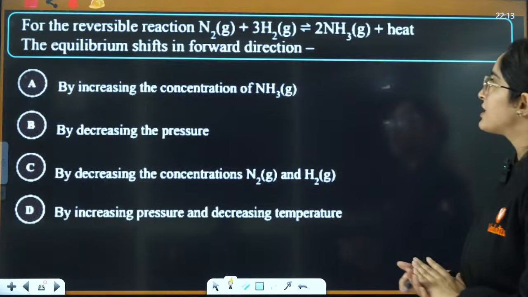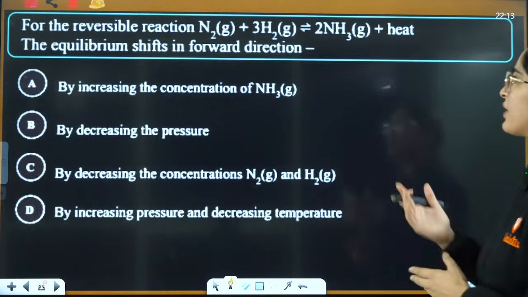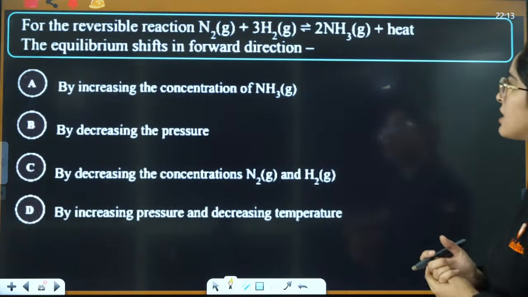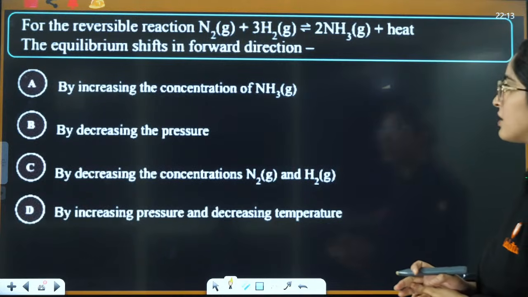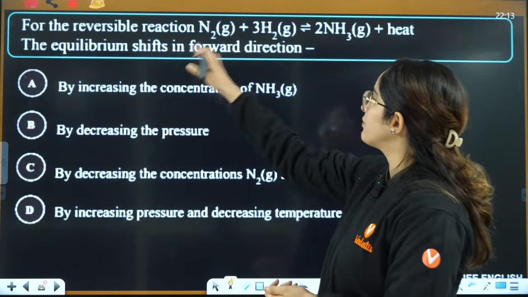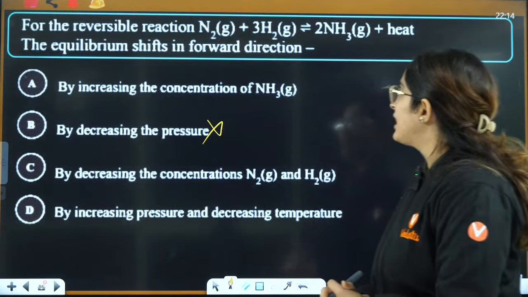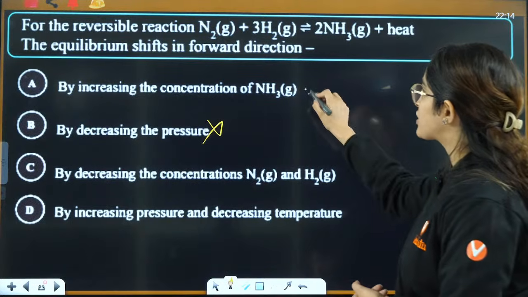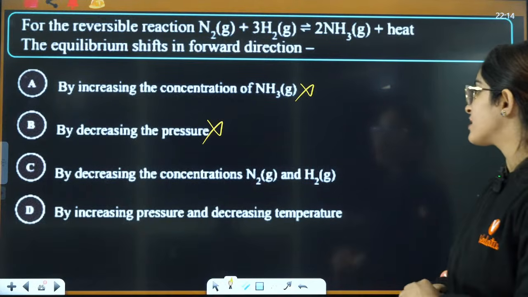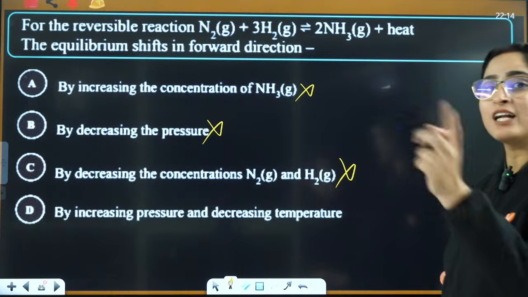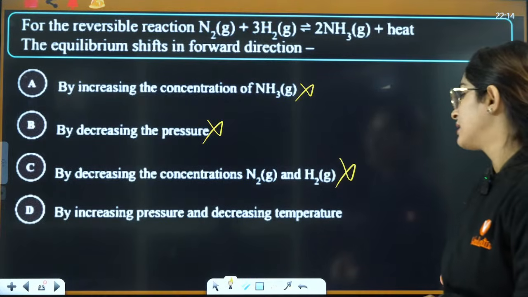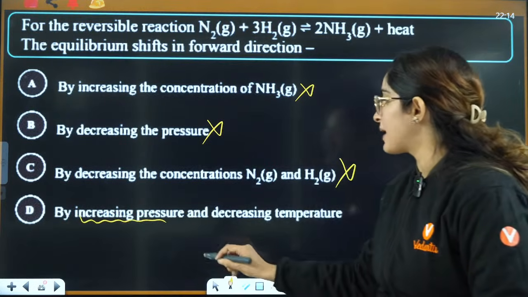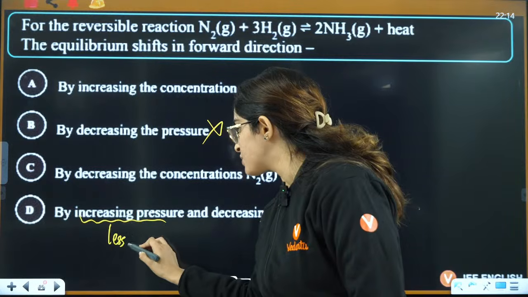Then for the reversible reaction, this plus this, we have just done, that if you want to shift the equilibrium towards the forward direction and you decrease the pressure, it will move to more moles, so it will move in the backward direction. If you increase the concentration of NH3, it will try to decrease it and move in the backward direction. By decreasing the concentration, definitely not. Reactant concentration should be increased, right? So if you increase the pressure, it will move in the direction where fewer moles are there.